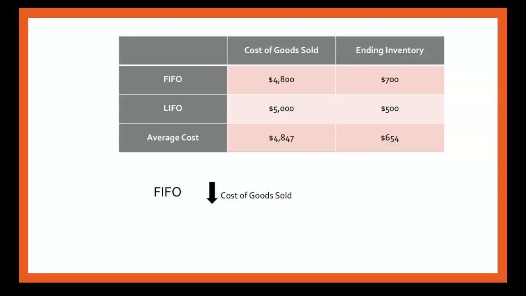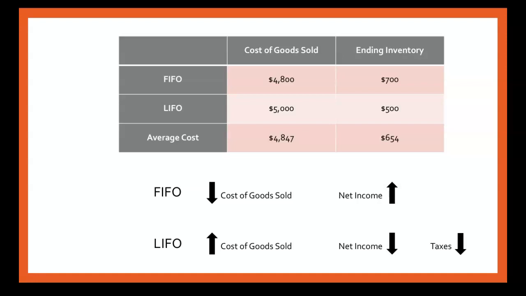So FIFO, lower cost of goods sold, that means that we're going to have a higher net income, right? Because cost of goods sold is an expense. And so if we have lower expenses, our net income is going to be higher. So that sounds great, right? So why would any company be interested in this setup? Why would anyone want to choose LIFO if that meant that their cost of goods sold was going to be higher, their net income was going to be lower?